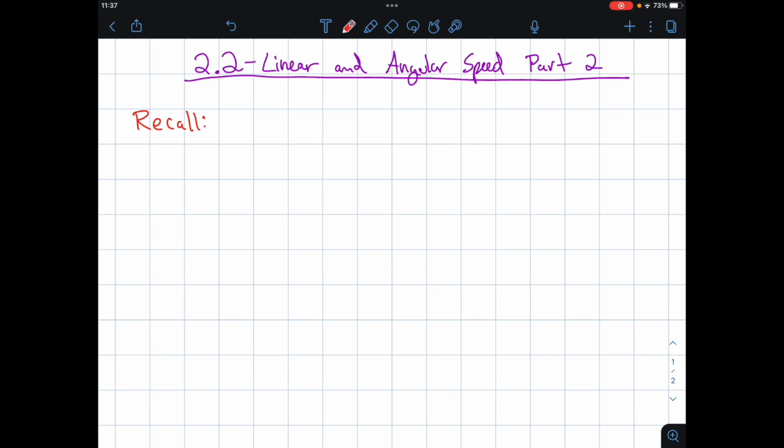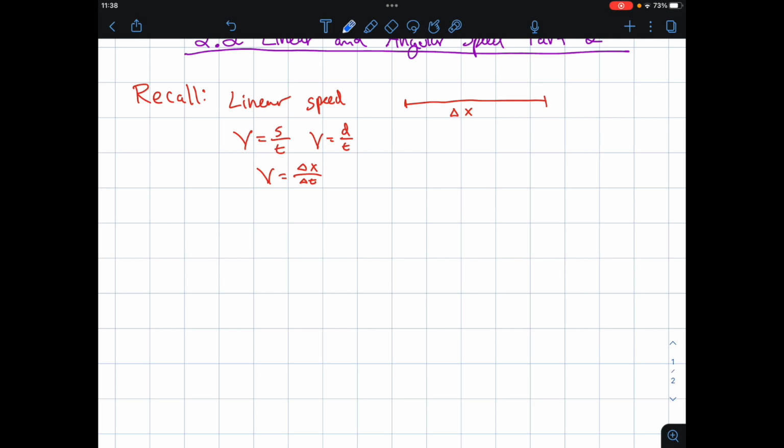So first, I want you to recall that we said that linear speed was defined as the distance covered over some time t. The textbook is using v, probably for velocity, equal to s over t, where s represents the distance. I think it makes more sense as v equals d over t. Speed is distance over time. Or maybe v is change in x over change in t. All these are fine. But the point is, if we go some distance in some time in a straight line, that's linear speed. We also talked about angular speed.